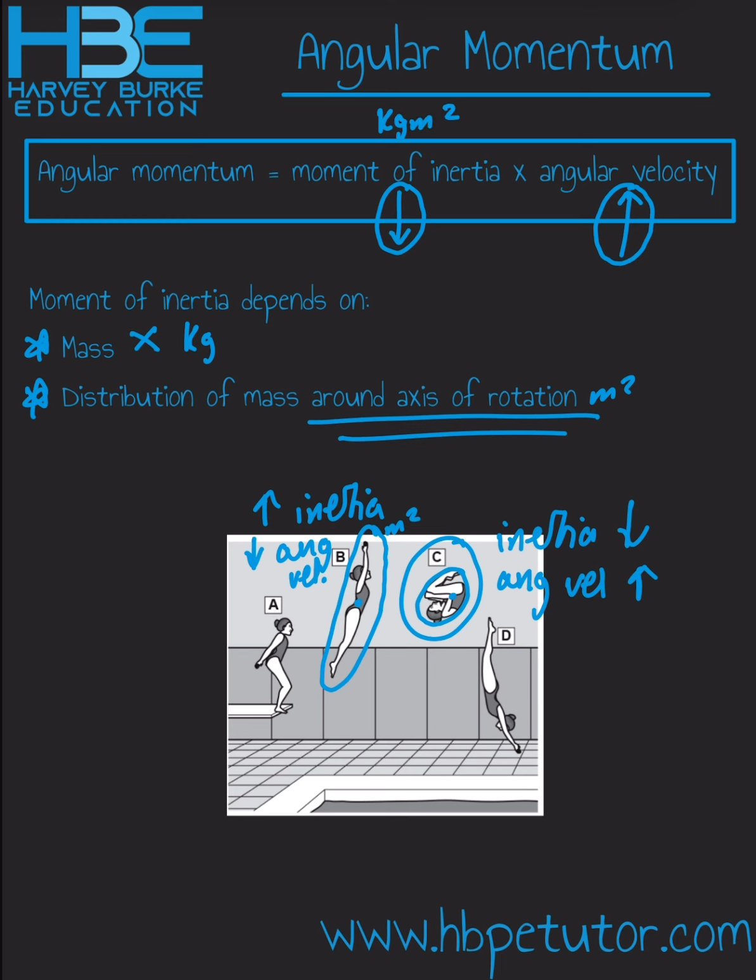And then angular velocity is basically how quickly something is spinning. And we measure that amount of spin in radians. And it would just be radians per second. And then because it's a times equation, you join these two things together. So angular momentum is measured in kg meters squared, radians per second.